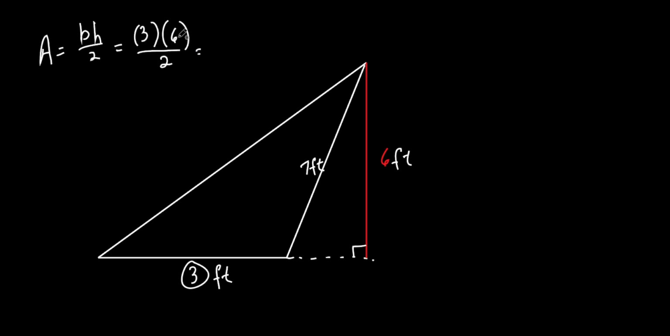Should be able to do this. 3 times 6 is 18. 18 divided by 2 is 9 what? Feet squared. All right, you got to have the feet squared in there. That's part of your answer. Everybody understand that? You can do that too.